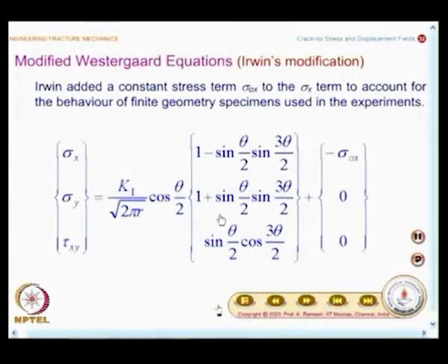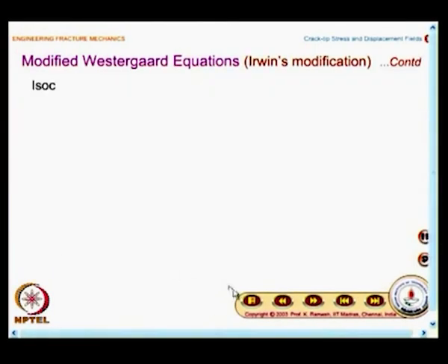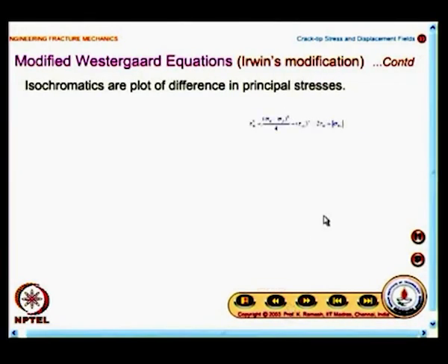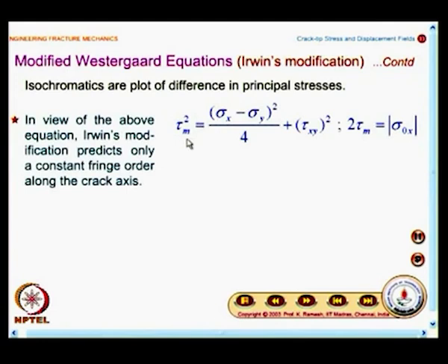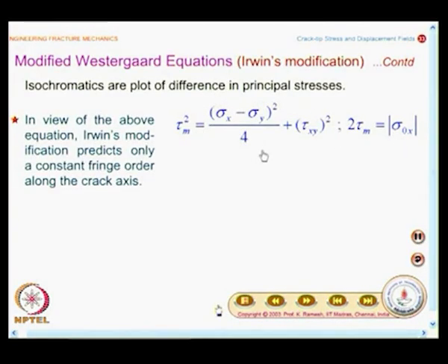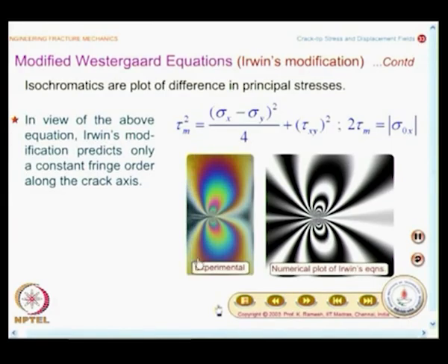And we have also seen the kind of fringe patterns that you get by using this stress field equation. We will have a look at them again. We have calculated the maximum shear stress along the crack axis, and it turns out to be a constant value. This is the generic expression. When you plot these, you had fringe patterns like this, and when we compare with the experimental fringe patterns, it matched quite well.